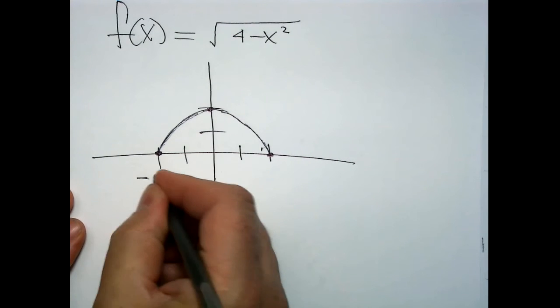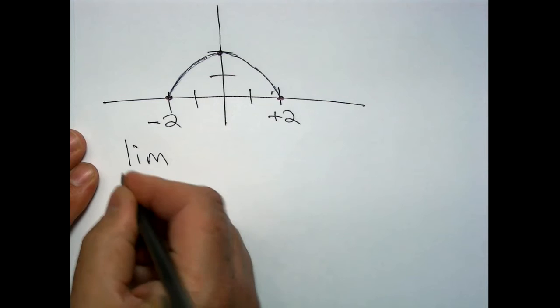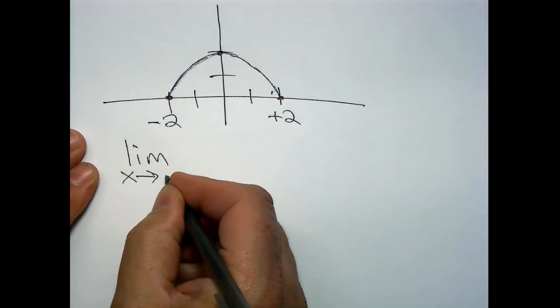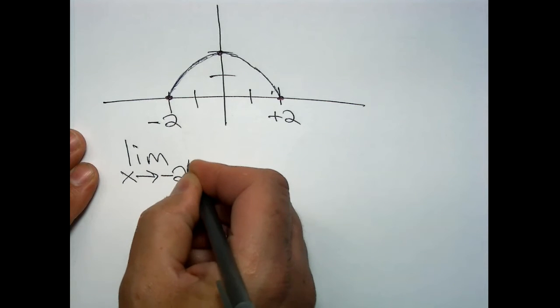A couple questions for you about limits. Let's take a look at the limit as x approaches -2 from the right side.